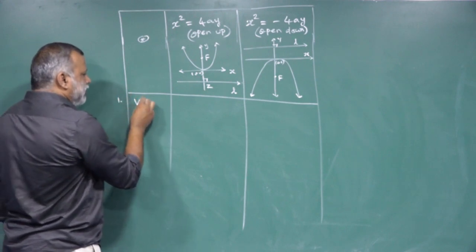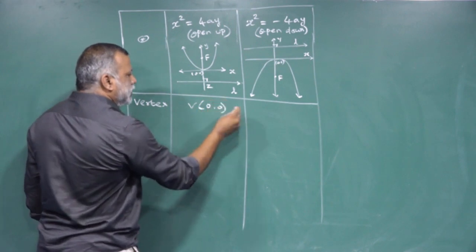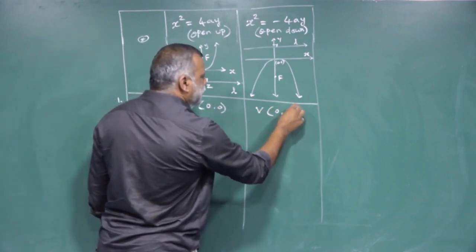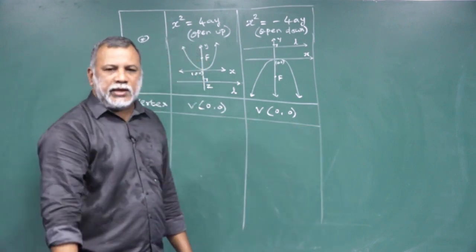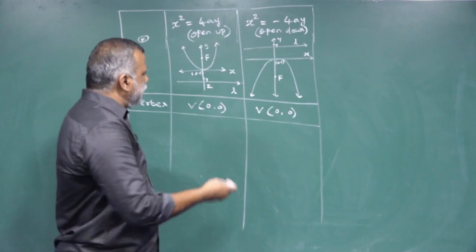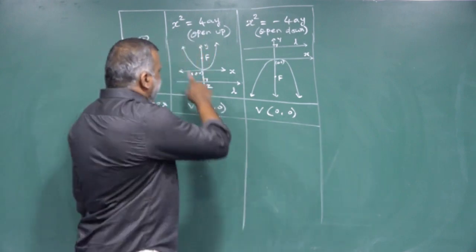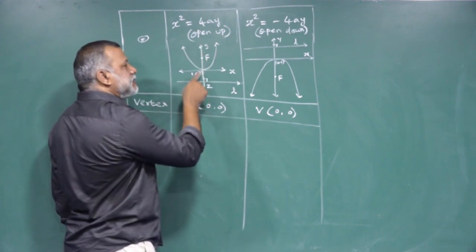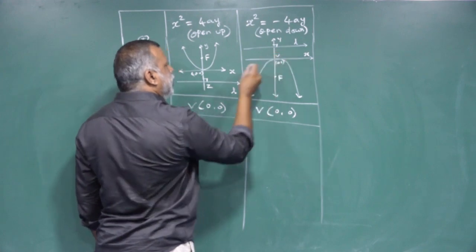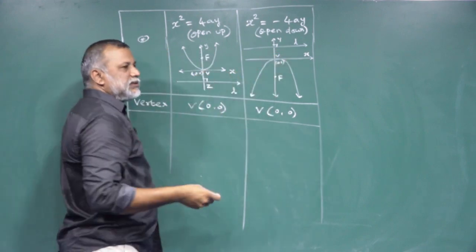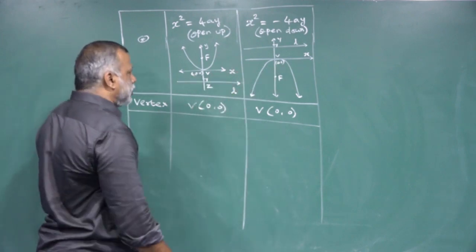Already I discussed the vertex. The vertex for all the 4 types is 0, 0 only. For the first 2 types compared, the vertex is 0, 0. Here also 0, 0. Because the definition of the vertex is the point of intersection of the parabola and the axis. The point of intersection of the parabola and the axis is called the vertex. So it passes through the origin. So the vertex is 0, 0.